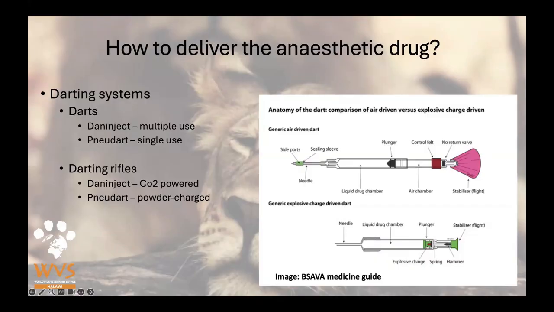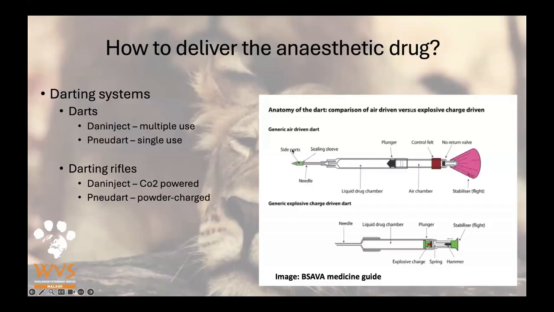When it comes to the new darts, it's literally one step. You have a long needle that is a filling needle that needs to reach into the drug chamber. You put your drug into that drug chamber, and then your dart is basically ready. There is an explosive charge here, so on impact, that plunger is moving down, and the drug is delivered as well, usually with side ports, or there are different needles there as well.